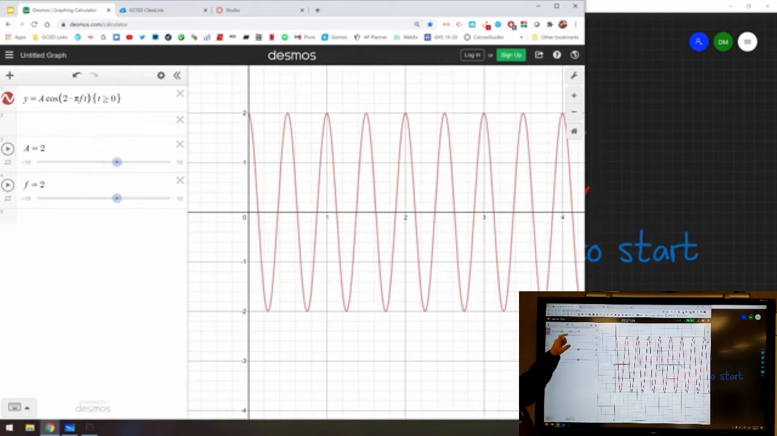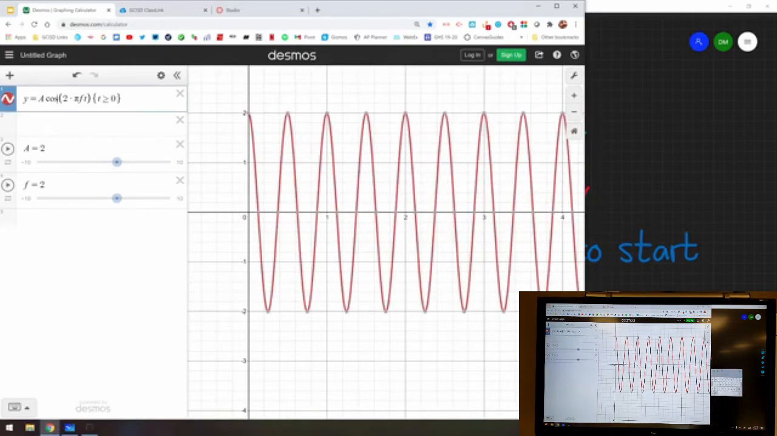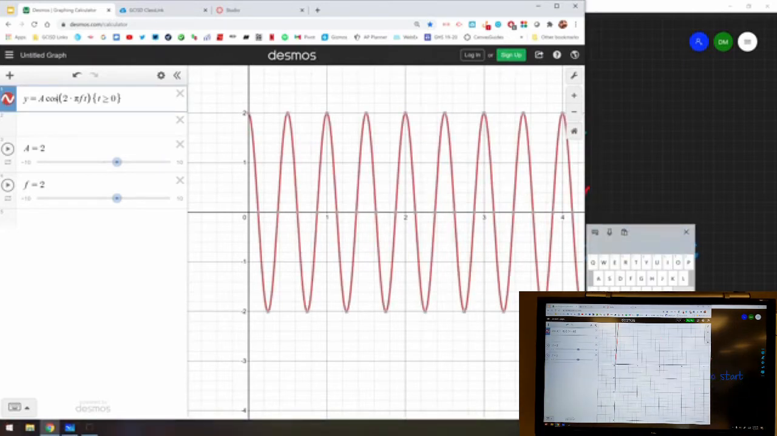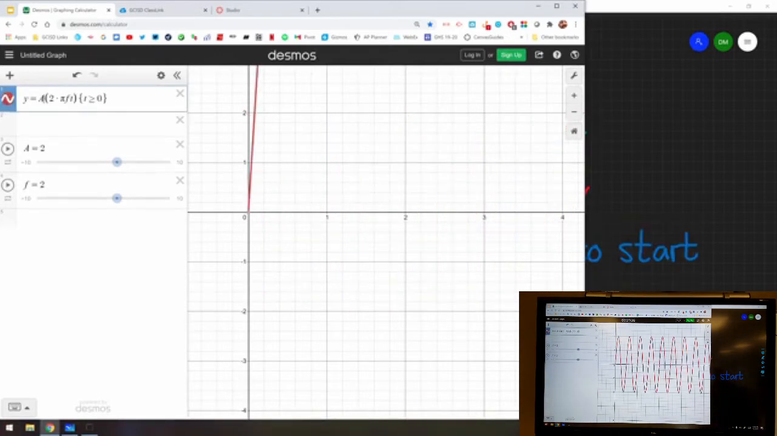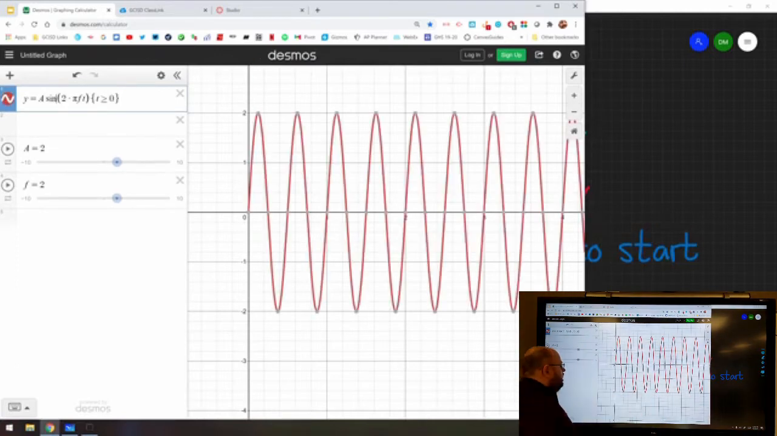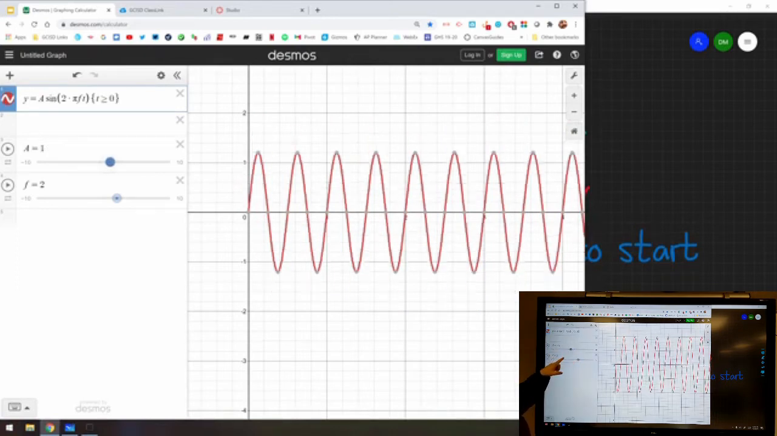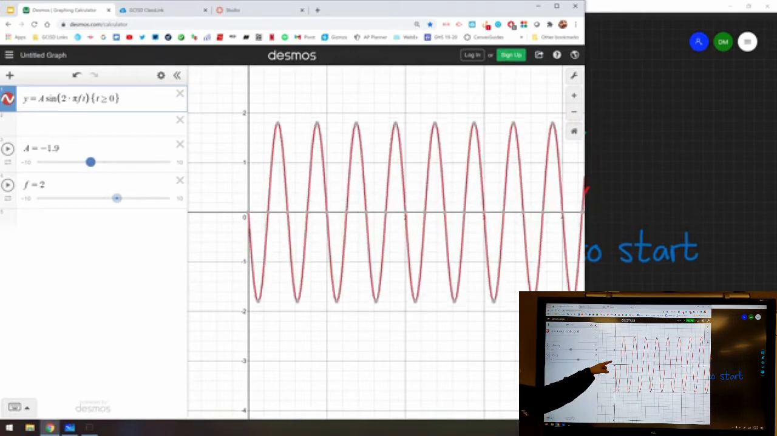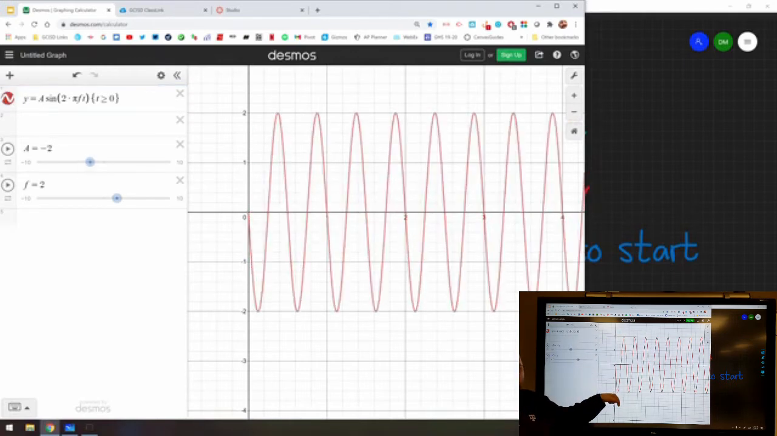So let's make this back to a sine graph. So notice again when I put it back to sine that it starts at 0 again. If I make it negative sine, notice that instead of going up originally like it did before, it goes down originally.